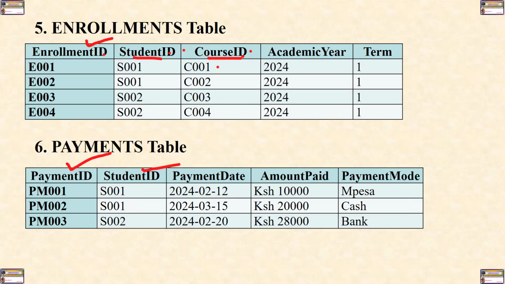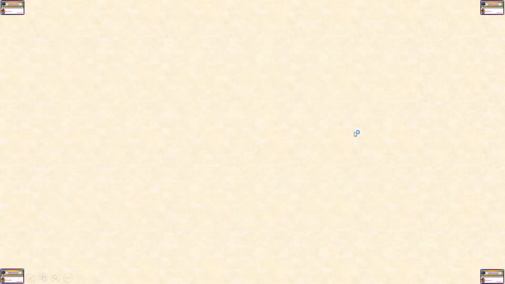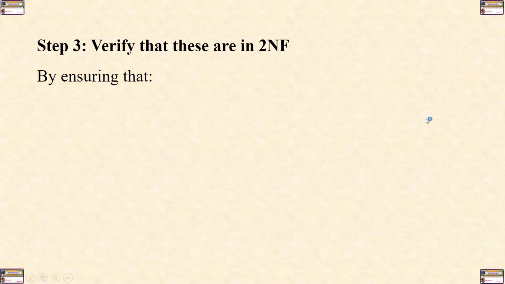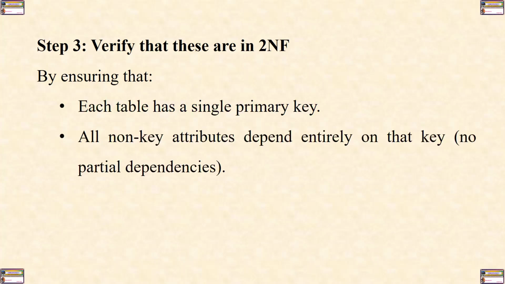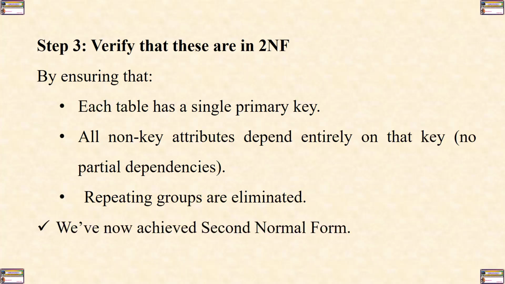And therefore, my dear students, it's very important for you to note how we come up with the fields in second normal form. So once you have come up with the tables, before you move to the next step, you ensure that each table has a single primary key, as you have seen. All non-key attributes depend entirely on that key, no partial dependencies. You have seen those fields which I'm saying are primary keys in other tables. But in the cases where they have been included, they are not the primary keys. And then we also ensure that we have removed repeating groups. We have eliminated them. So in our case, we now have achieved second normal form tables.